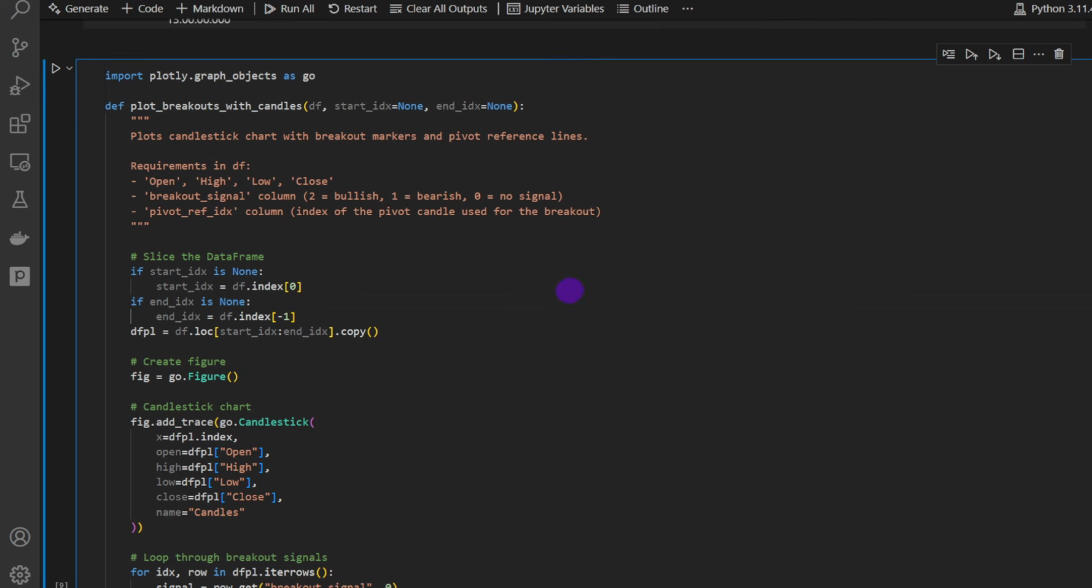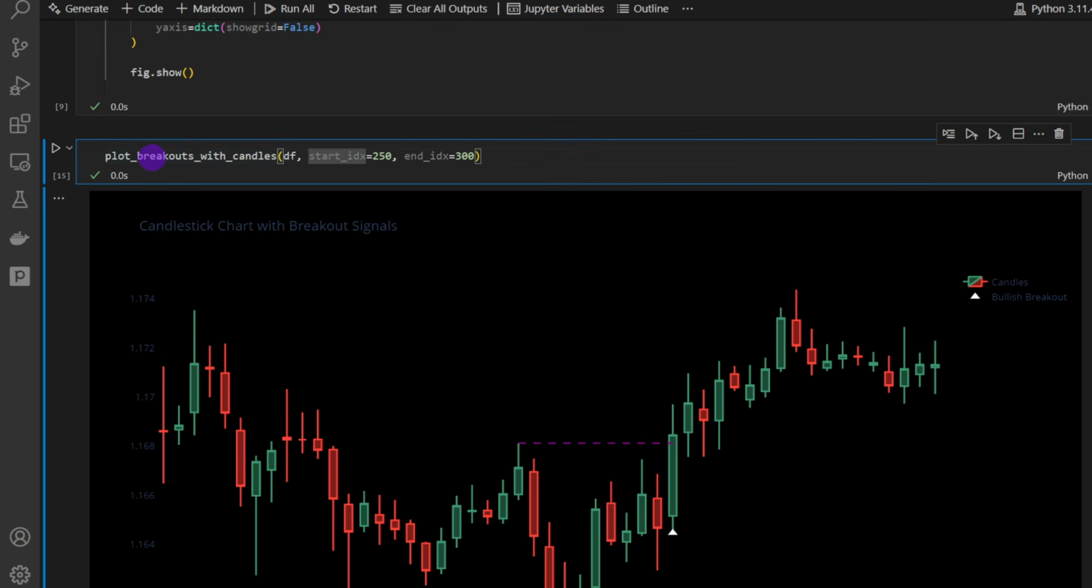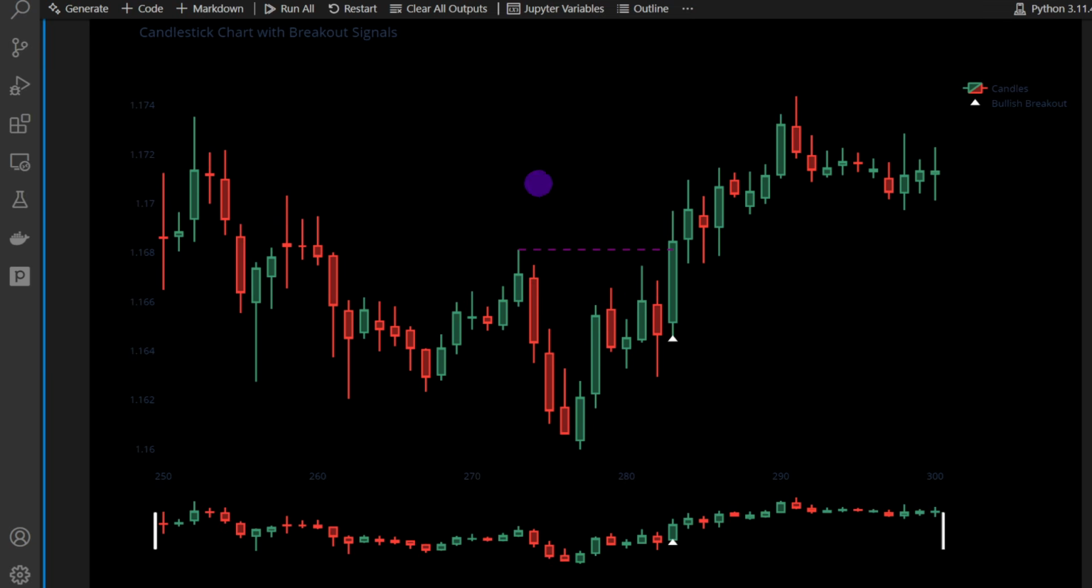And now we can define a function to visualize these signals on the chart. So this is the plot breakouts with candles. I'm going to show you an example of how it works. We're going to call the function, provide the data frame, the starting index and the ending index where we want to plot the candles. And this is how it looks.